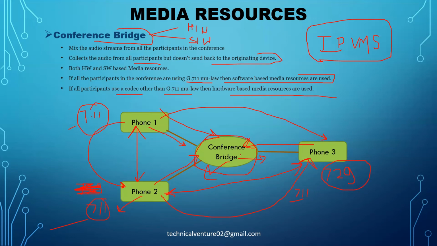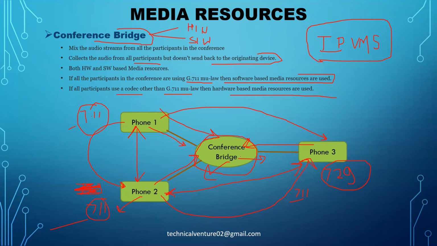We will see in the configuration what we can configure on the gateway when configuring the conference bridge, so that we don't need to invoke a transcoder if the other party is using a different codec. Here phone 3 is using G729. Once there is a connection between phone 1, phone 2, phone 3, and the conference bridge, the conference bridge will do the transcoding work as well. Phone 1 is able to communicate with phone 3, but phone 2 is not able to communicate with phone 3 due to codec mismatch. So the conference bridge will take G711 from phone 2 and send G729 to phone 3.